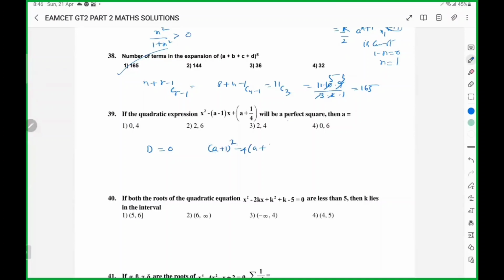Once it is a perfect square, the discriminant is 0. Minus 4 times (a plus 1 by 4) is 0. So (a minus 1) whole square is 4 into 1 by 4. Here it is (a minus 1) whole square minus 4 times (a plus 1 by 4), so this is a square minus 6a plus 1 minus 1. So the value of a is 0 or 6.